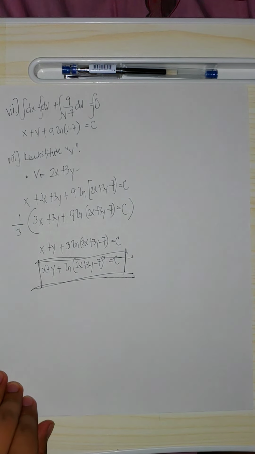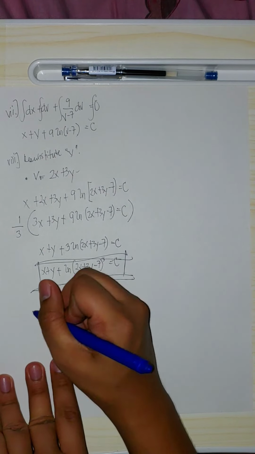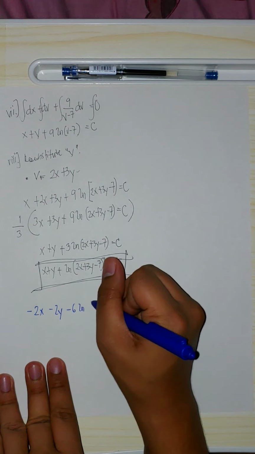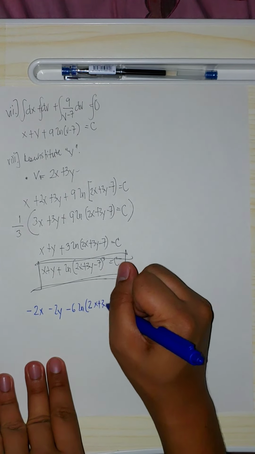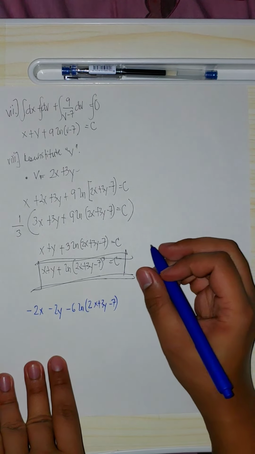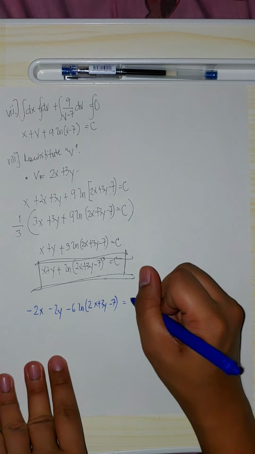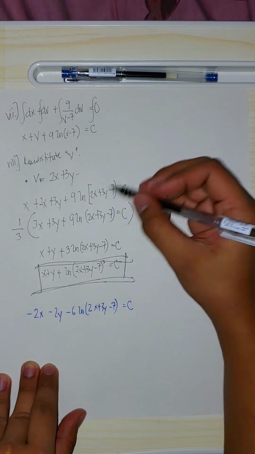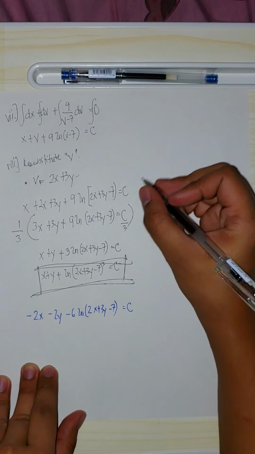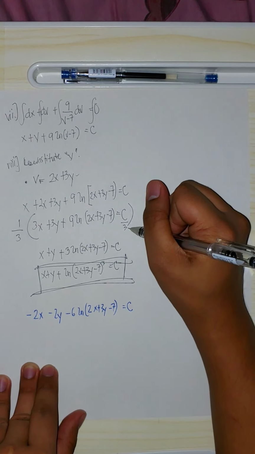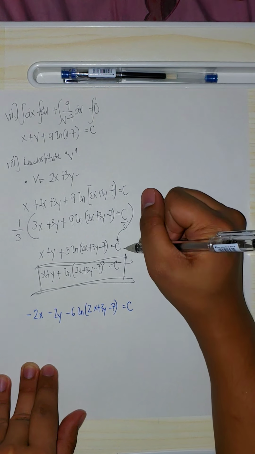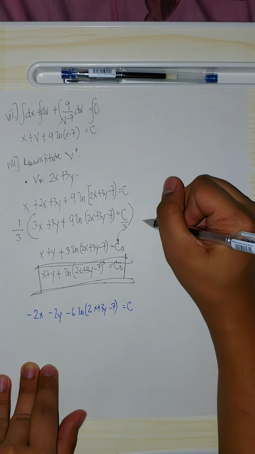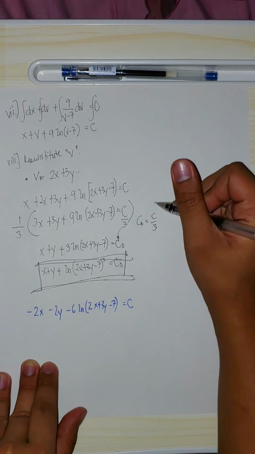Sir, what about this? In the module, the result is negative 2x minus 2y minus 6 ln (2x plus 3y minus 7) equals c. So I forgot, as you can see here this is times 1/3, so supposedly this becomes c over 3. Since c over 3 is just a constant, I just rewrote it as a constant. Or let's just name it c naught or something like that. So c naught is equal to c over 3.